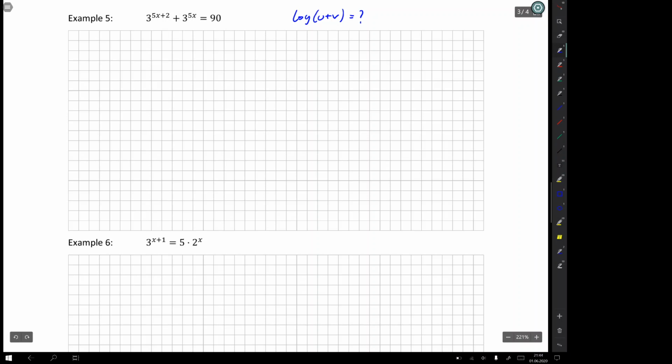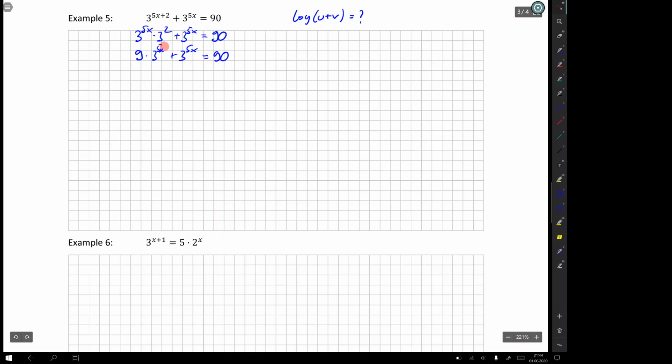So instead, what we'll try is, can we make one expression using that? Well, the idea is very simple. You can try on your own, and otherwise here it comes. Well, we can split that as 3 to the power of 5x times 3 squared plus 3 to the power of 5x equals 90. Next step, 3 squared, that's just 9. So we have actually 9 times 3 to the power of 5x plus 3 to the power of 5x equals 90.